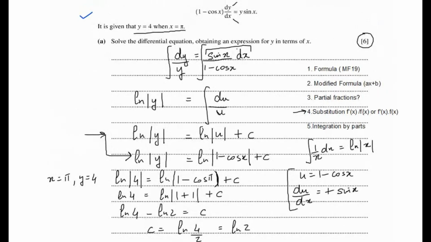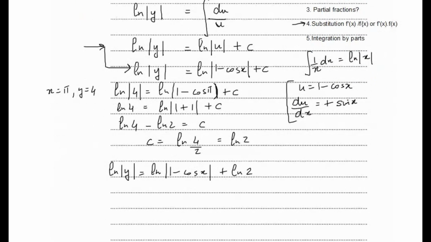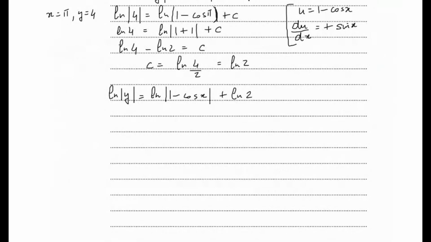And finally, it says something like obtaining an expression for y in terms of x. So you have to rearrange the equation and present the answer in the correct format. In this case, we need y to be the subject of the formula. Even though this equation is correct, we have to rearrange it such that y becomes the subject.